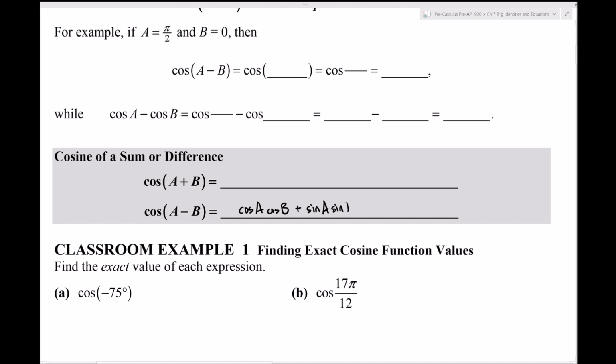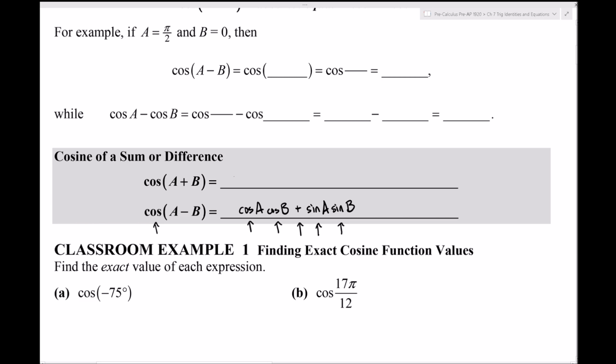sine A sine B. And there's a bit of a mnemonic that I gave you guys in class to memorize these things. Cosine, cosine, cosine, sine, sine, sine. Now the first cosine is here, second cosine's here, third cosine's here. First sine is the plus sign, second sine, third sine. So the first of the three signs is a sign change. If inside the formula for cosine it's A minus B, then you change the sign outside to a plus. Same goes for the sum identity.